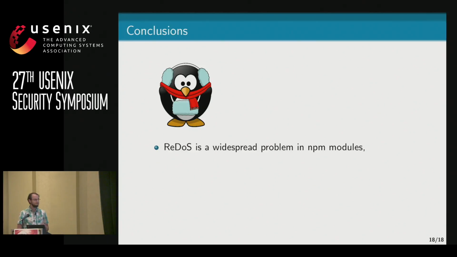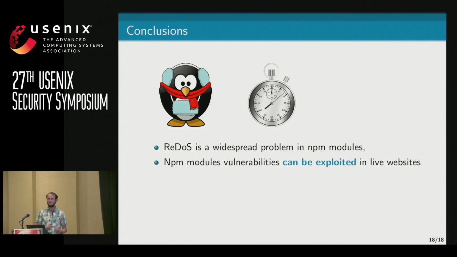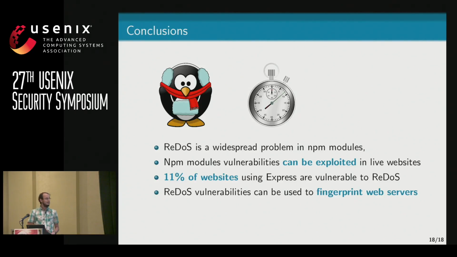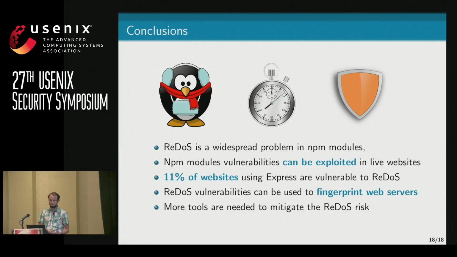So to conclude, today I showed you that ReDoS vulnerabilities are widespread in Node.js, in particular in npm modules, which are the third-party libraries of Node.js, that these vulnerabilities can be exploited in live websites, that 11% of the websites are vulnerable to one of the attack vectors we constructed, and that ReDoS vulnerabilities can be used to fingerprint web servers. Finally, we discussed a set of mitigations and pluses and minuses for each of them. Thank you very much, and I'd be happy to take any questions.